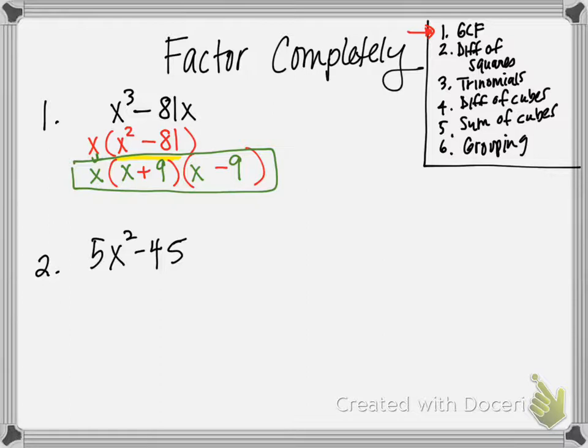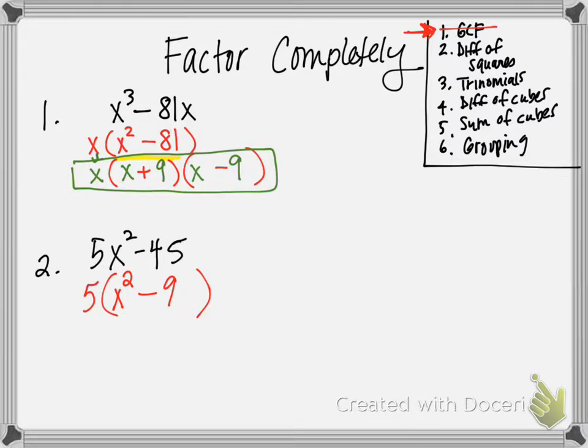For number two, going down my list, I always check for GCF first. So is there a common factor? Anything that divides 5 and 45? And the answer is yes, 5 divides both of those. They don't share any variables, so I'm just factoring out a 5. So 5 times x squared gets me back to 5x squared, minus 5 times 9 gets me back to 45. So I'm done with GCF. So I'll cross that out.